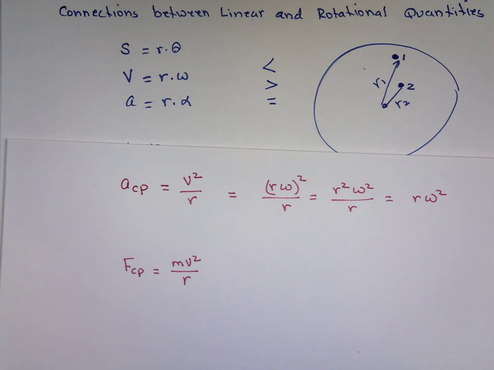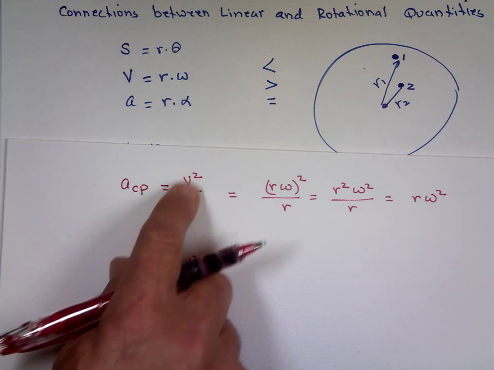So if you know w and you know r, you know the centripetal acceleration. If you know v and you know r, you know the centripetal acceleration. So it depends on what you know. Do you know v and r, or w and r? If you know w and r, use that one. If you know v and r, use this one.